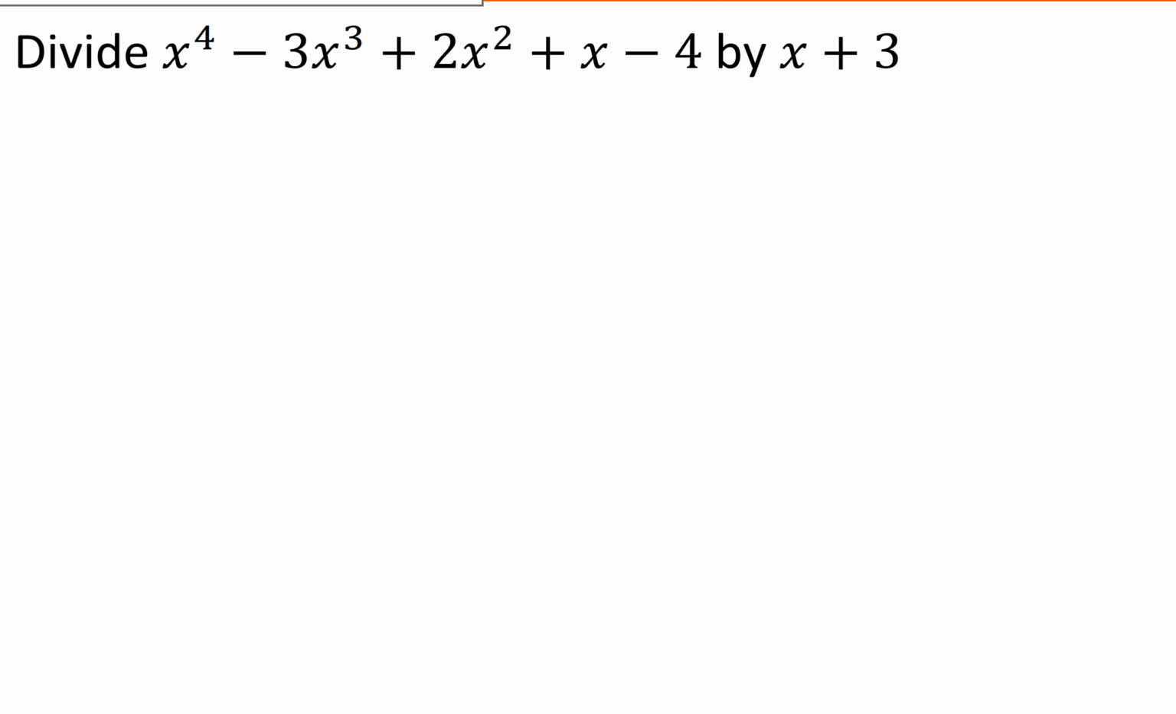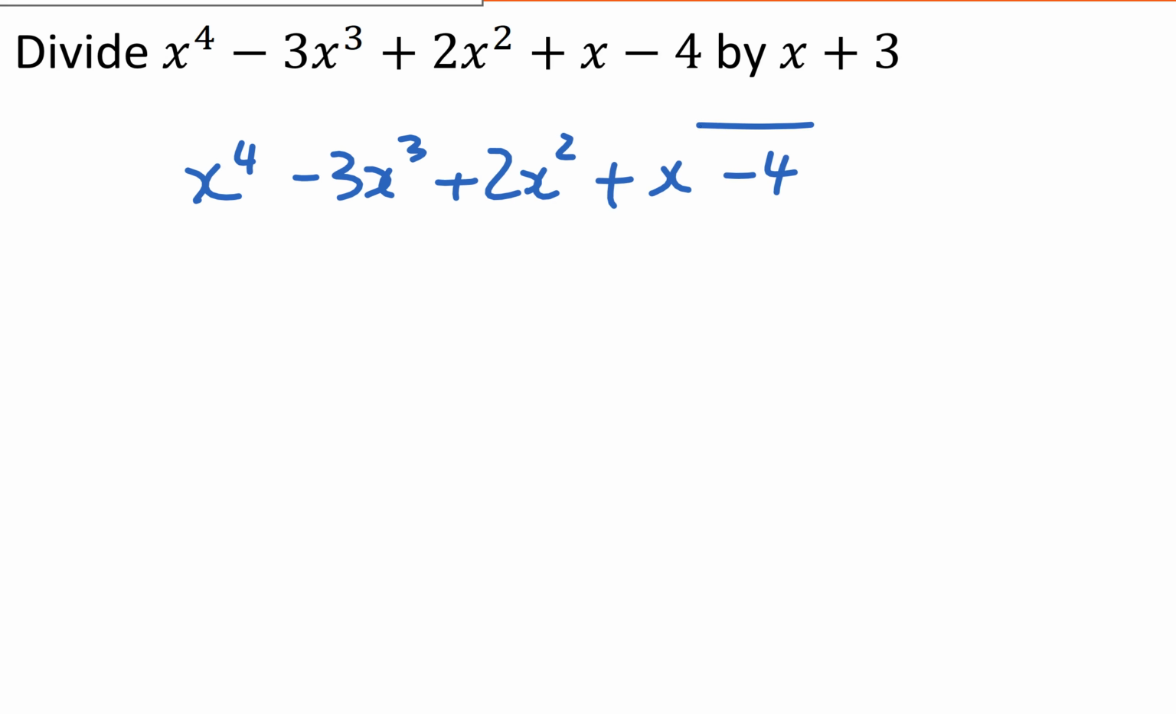So, here we've got x to the power of 4 minus 3x to the power of 3, 2x squared plus x minus 4, and we are dividing that by x plus 3. Who's looking at this going, how's this going to work? Okay. So, how many times does x go into x to the power of 4?